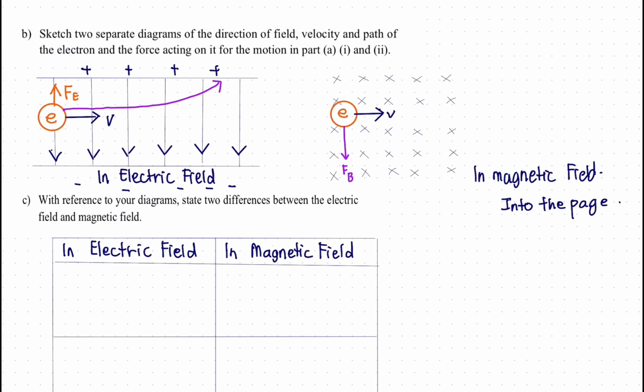Okay, same goes as before. Velocity is going to the right. Okay, then FB is to downwards. So the motion will be circular motion. That one will be clockwise. Semi-circular motion.